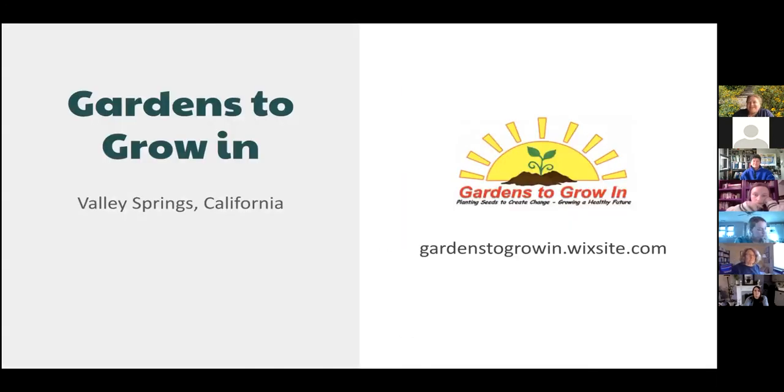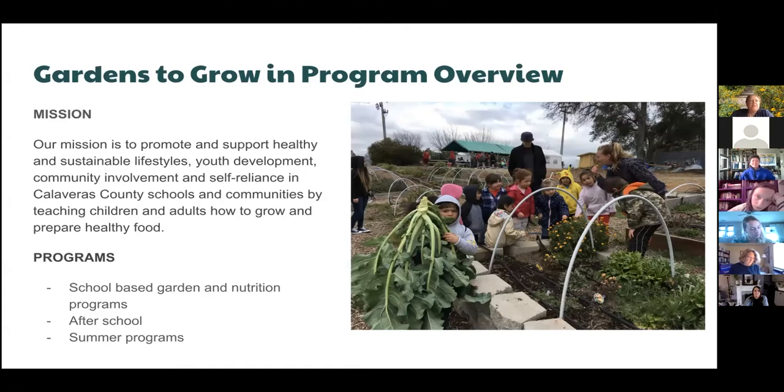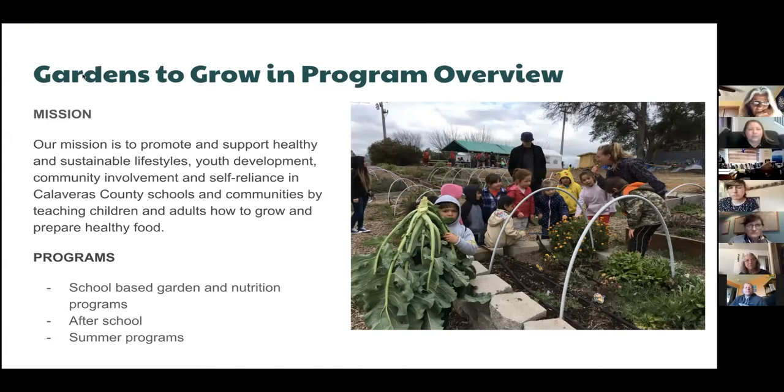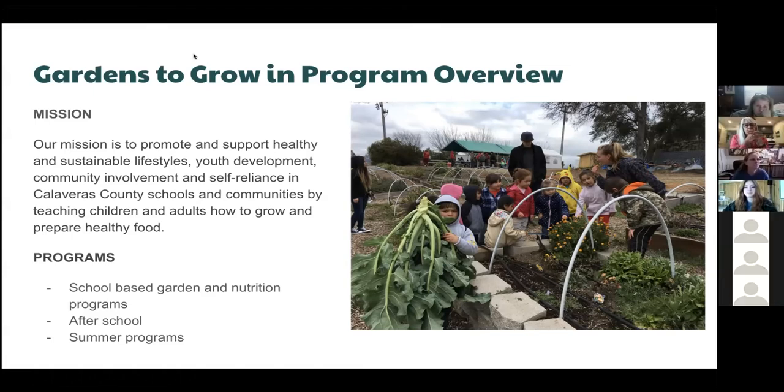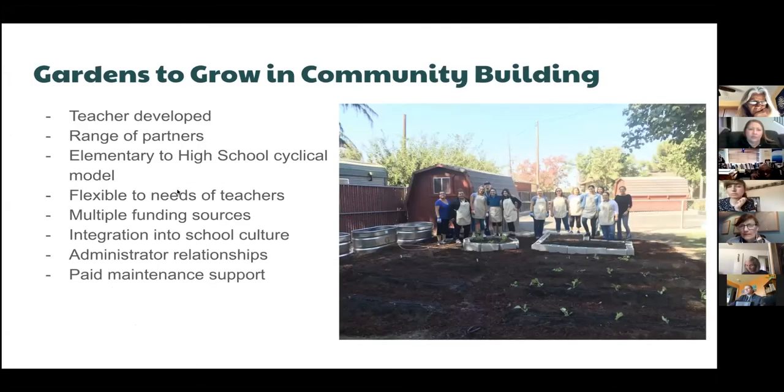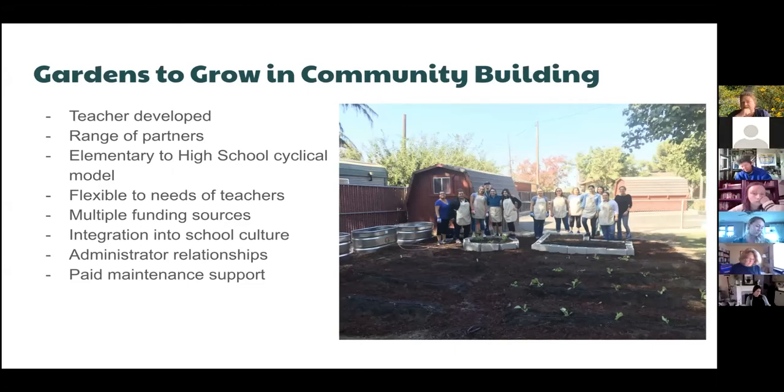And then we're going to head back to the West Coast one more time to Gardens to Grow In, in Valley Springs, California. And their mission is to promote and support healthy and sustainable lifestyles, youth development, community involvement, and self-reliance in Calaveras County schools and communities by teaching children and adults how to grow and prepare healthy food. They, like the others, have school-based garden programming and nutrition programming. They also do after-school and summer programming. The founder of Gardens to Grow In was a teacher and still is a teacher in the school district.